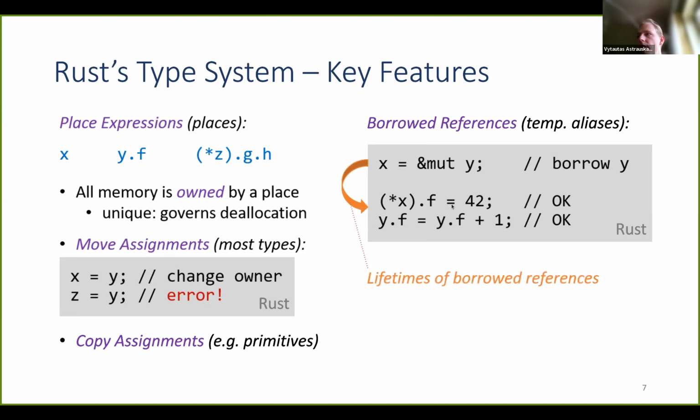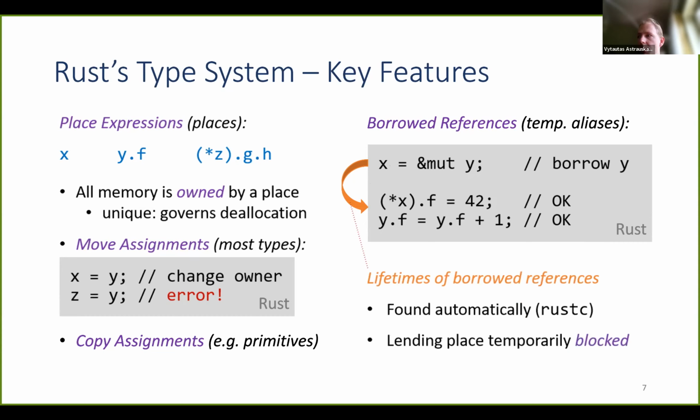The important thing is that while x is used, this is called the lifetime of a borrowed reference, y is blocked. So this lifetime is automatically found by Rust, and y is temporarily blocked for this lifetime. So if I try to interleave the accesses to x and y, I would get a compilation error saying that you are not allowed to do mutation here because the value is borrowed.